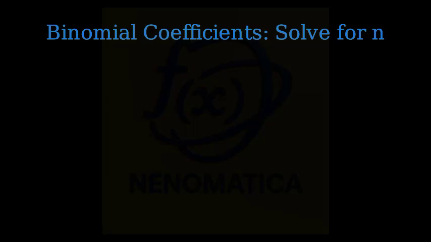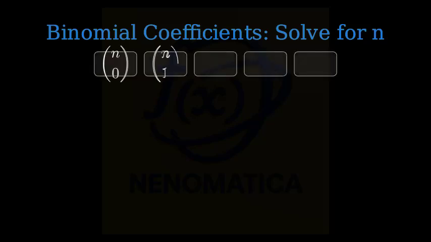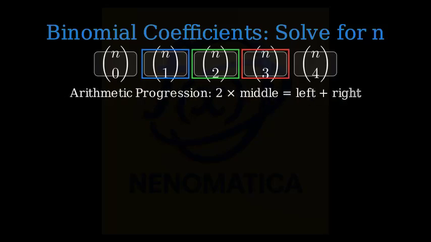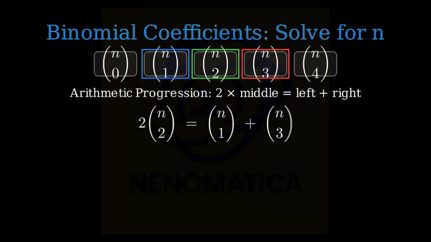On the binomial row, those 3 coefficients are n choose 1, n choose 2, and n choose 3. Let's sketch a small portion of the binomial row, and then write the arithmetic progression condition as 2 times n choose 2 equals n choose 1 plus n choose 3.